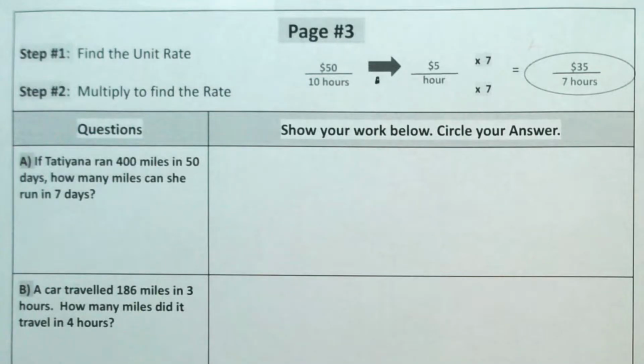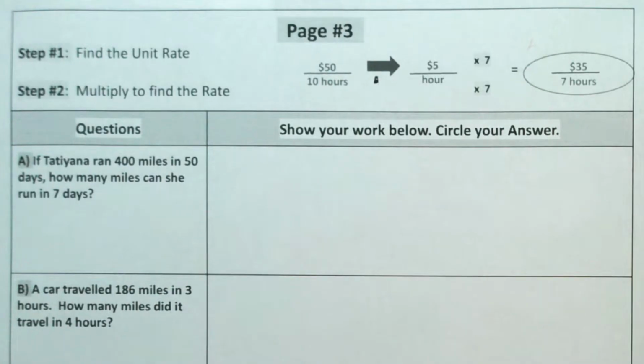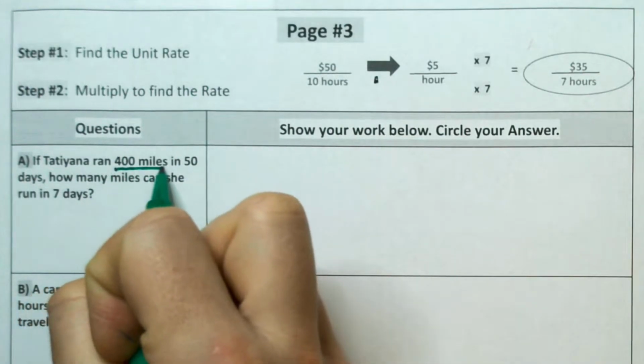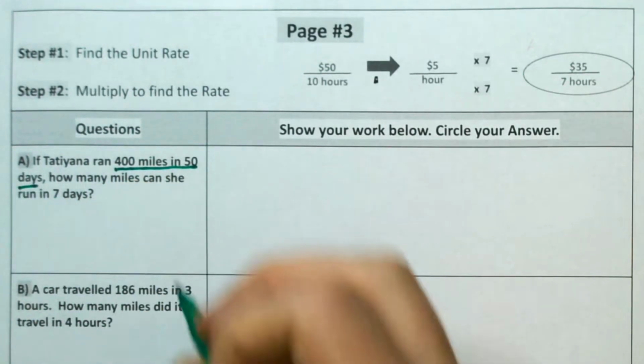All right, on page number 3, I'll do the same thing as page number 2. I'm going to complete the first problem with you, and you'll complete the rest of the page on your own. Problem A says, if Tatiana ran 400 miles in 50 days, how many miles can she run in 7 days? Let's first figure out how many miles she can run in 1 day.